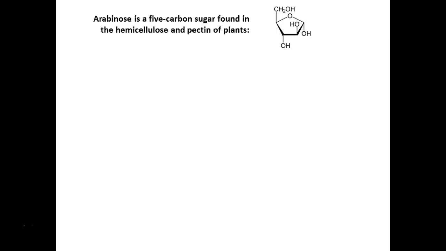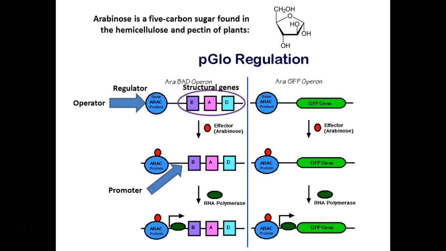Arabinose is a sugar. It's a 5-carbon sugar. It's actually from plants. And we're going to utilize that sugar today with this system. Normally, organisms will digest sugars, right? How do we digest it? What do we need to be able to digest a sugar? The enzymes, right? The enzymes to break down the sugar and utilize that sugar.